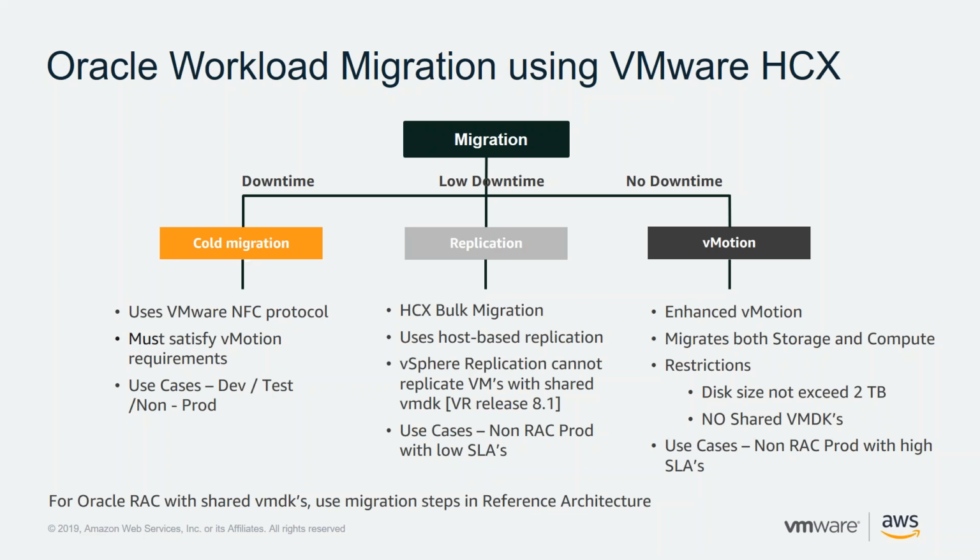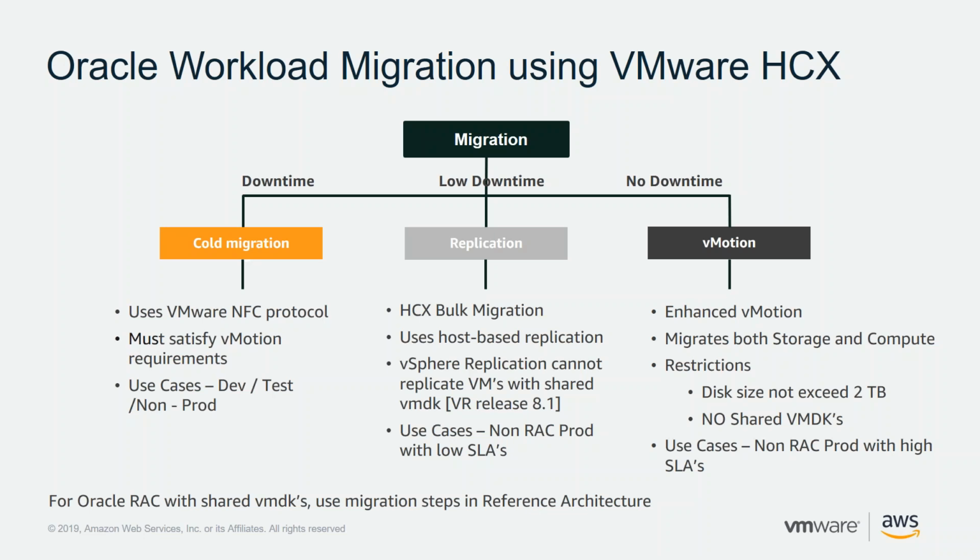There are three types of HCX-enabled migration. The first one is the cold migration, where it integrates with the VMware NFC. NFC stands for Network File Copy, and uses the same network path as vMotion to transfer a powered-off virtual machine. Essentially, the VM IP address and the MAC addresses are preserved, and the requirement here is that cold migrations must satisfy the vMotion requirements.